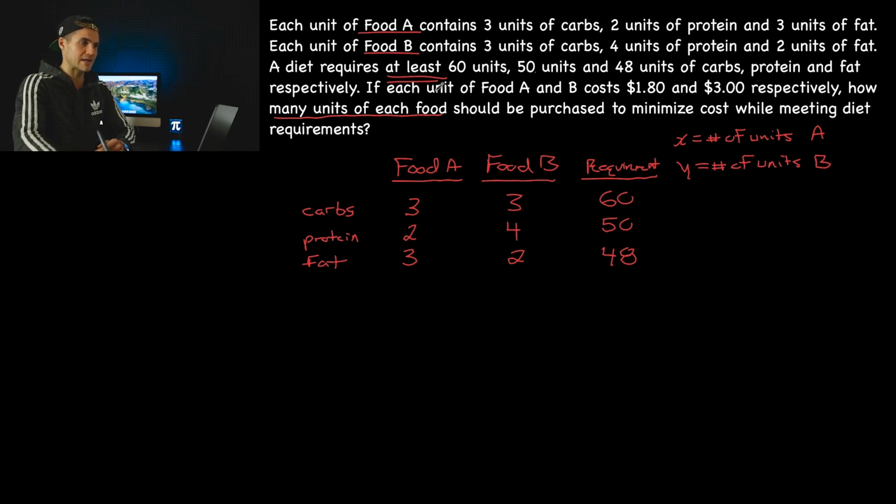And then we're told that each unit of food A and food B costs $1.80 and $3. So let's put a new row here for the cost. The cost of food A is going to be $1.80. And then the cost of food B for each unit of food B is going to be $3, like that. Right? And basically we took all of this information here in the paragraph and made it into a nice chart that we can now refer to instead of going through the paragraph.